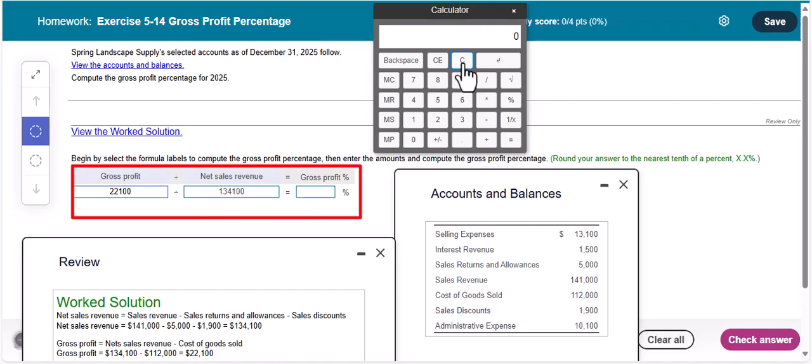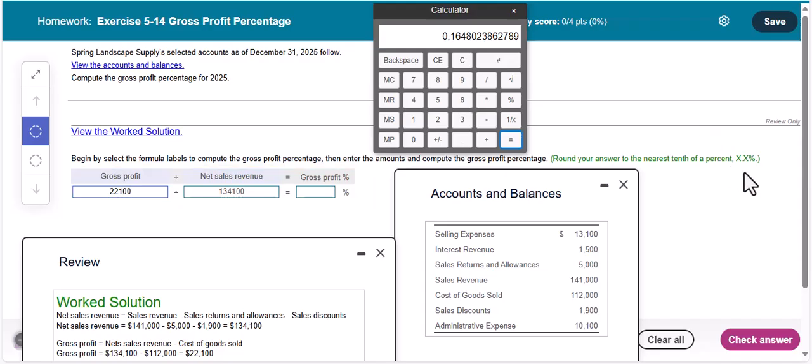So we'll take the 22,100 and divide that by 134,100 in net sales revenue. And that is going to give us this fun percentage with lots of decimals. However, they want us to round to the nearest tenth of a percent. So we can either multiply this by 100 to get that into that percent form here, and then round to that first digit, or you can move the decimal place over by 2.